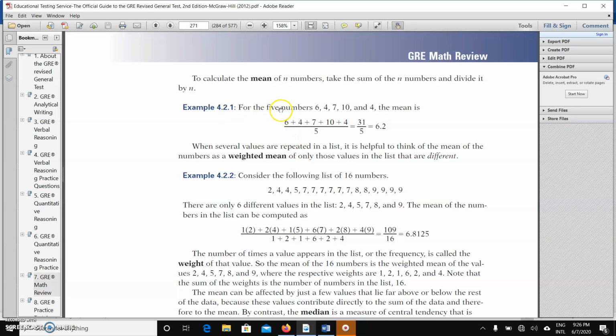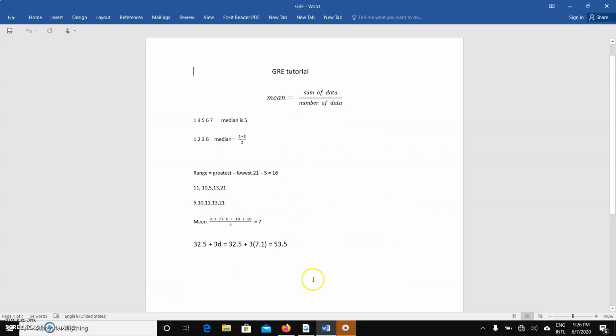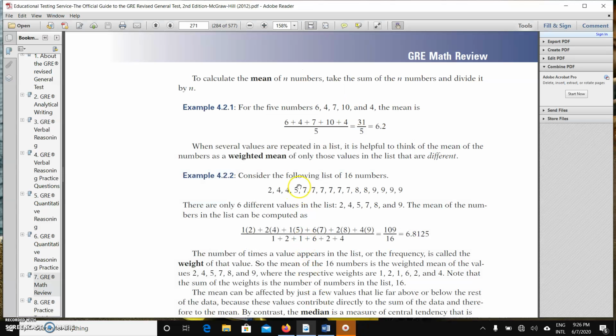Now, to calculate the mean, this is how to do it. The formula for the mean is the sum of data over the number of data. So that's the formula we're going to use here.